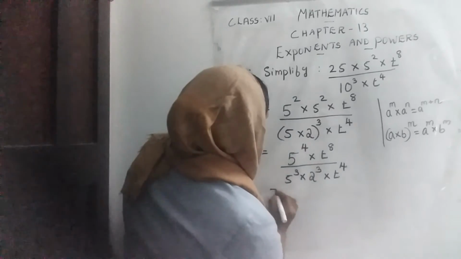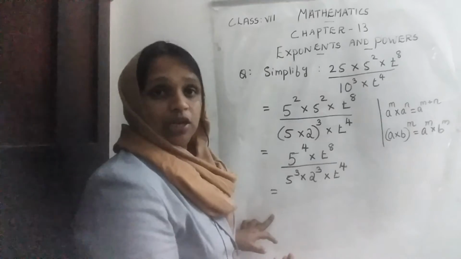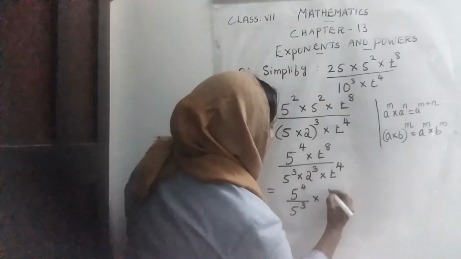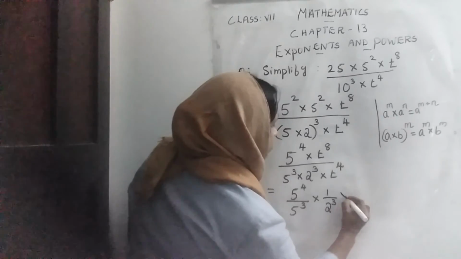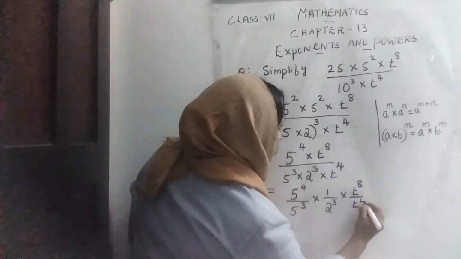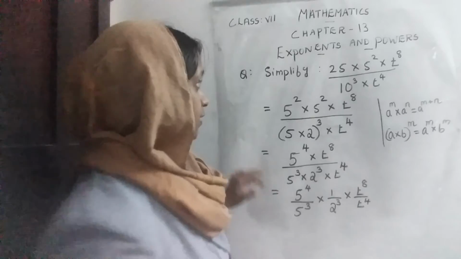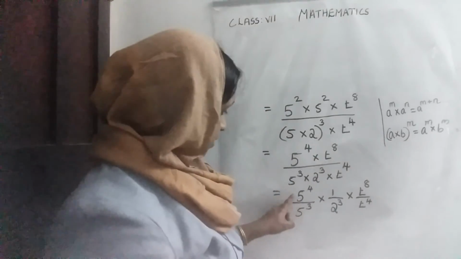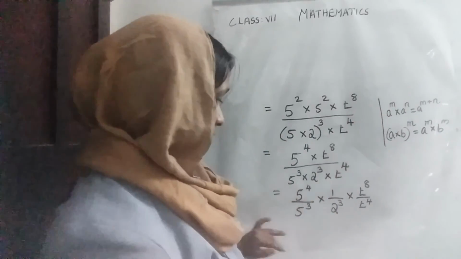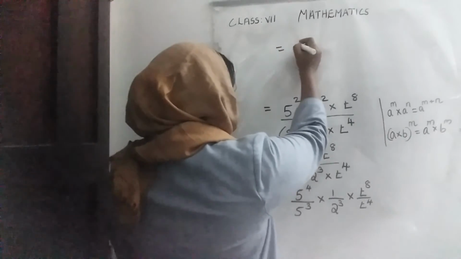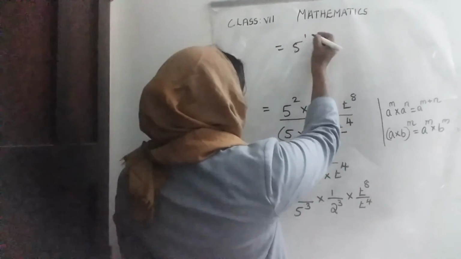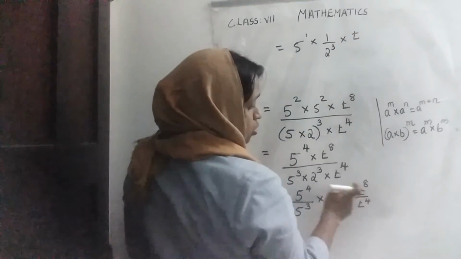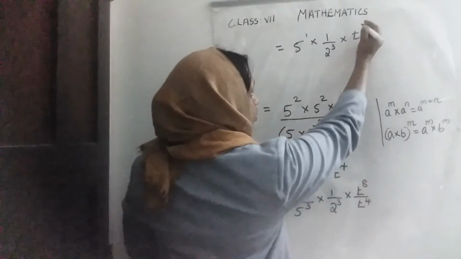Now we can club the terms which have the same base and then apply the laws. That means 5 raised to 4 by 5 raised to 3, into 1 by 2 raised to 3, into t raised to 8 by t raised to 4. The base is the same and it is division, so we subtract: 5 raised to 4 minus 3 is 1, into 1 by 2 raised to 3, into t raised to 8 minus 4, which is 4.